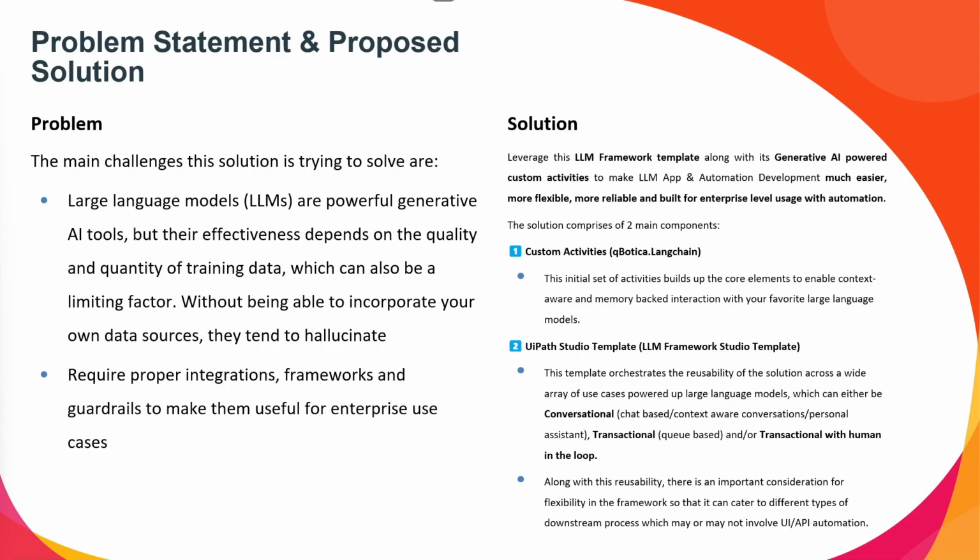to solve. Of course, as you know by now, large language models are very powerful, and how we can leverage or optimize its power is by being able to provide our own data or context so that it won't hallucinate based on what it has initially been trained with, right? So it would require proper integrations, frameworks, and guardrails.